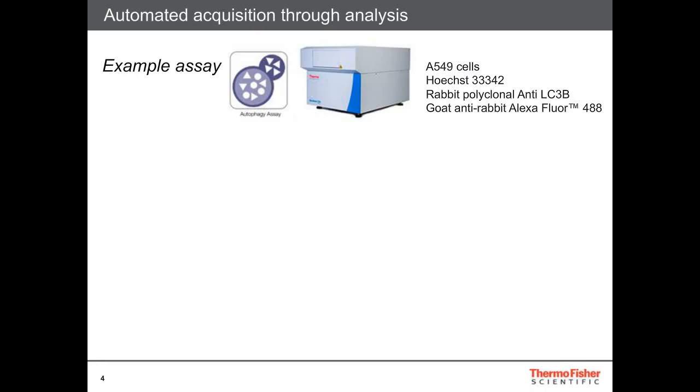So let's give you a quick example, an application very close to my heart. This is autophagy, and what one would do coming into the bioapplication software is click on the autophagy assay icon. This gives you preset settings for this assay. Here we're using a lung cancer cell line, A549 cells. We're going to label the nuclei with a cell-permeable DNA dye, Hoechst 33342. Following drug treatment, we're going to fix the cells and immunolabel with an antibody against LC3B, the gold standard for autophagosomes. This is a very commonly used marker to show the presence or indeed absence of autophagosomes within the cell. And then we'll detect that with a secondary antibody, of course, using our premier Alexa Fluor 488 dye.